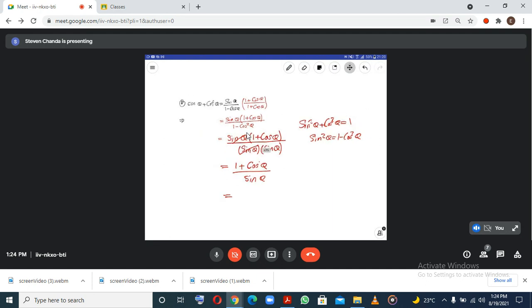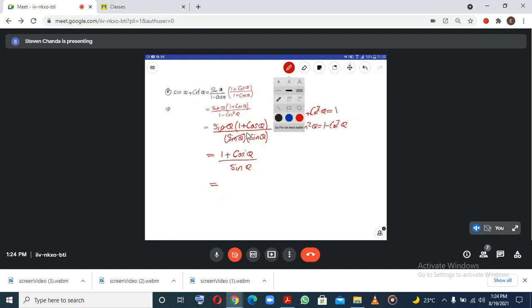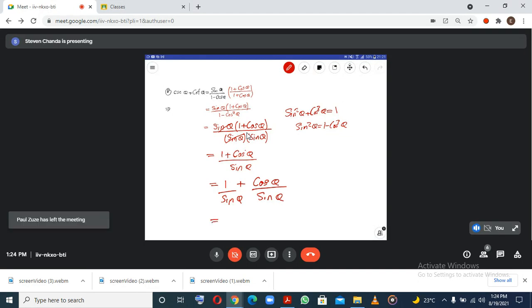I'm going to rewrite it so that we can see it properly. You say this is the same as sine, then this is cos theta, then that's sine theta, right? Once you've done that, you see that what you have here is cosec theta, and here it's cot theta.